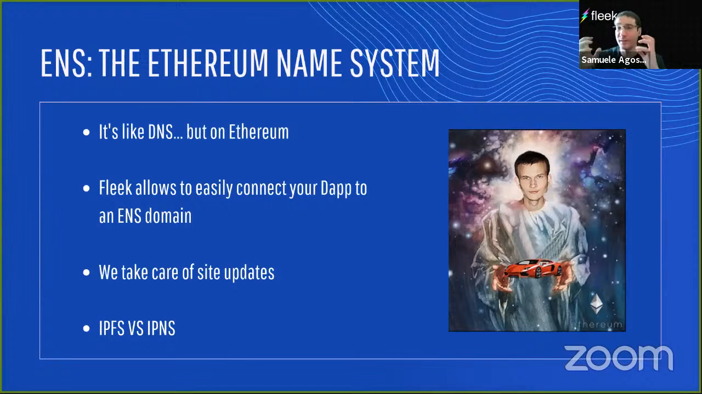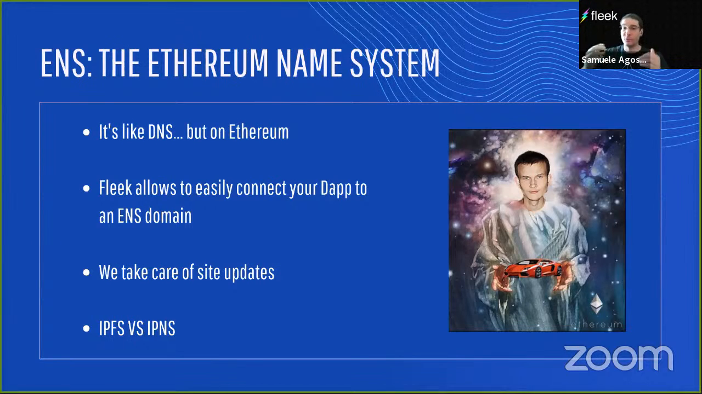So we all know what DNS is, the Domain Name System. Let's suppose you go on google.com. The google.com site is going to be reinterpreted as an IP address, which is the resource that you need to go consult to get the website. Well, ENS is pretty much the same thing, but it's on the Ethereum network.